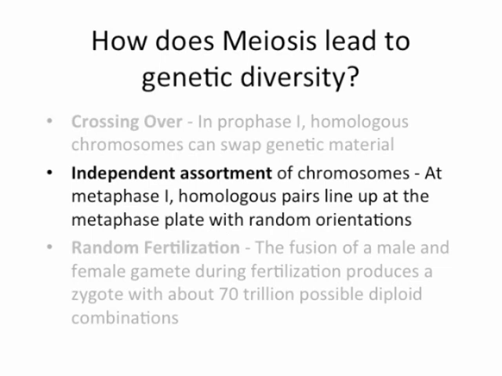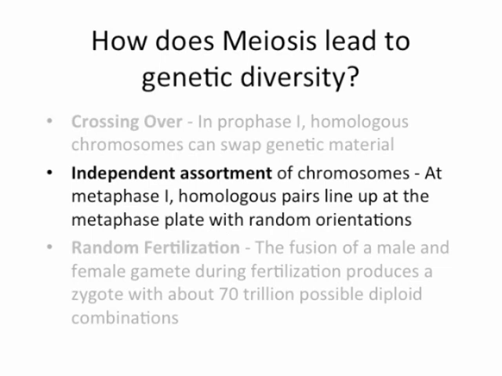The second thing is independent assortment. During metaphase 1, your homologous chromosomes will line up on the metaphase plate. Here's an example of how they might line up. Here's a blue versus a green chromosome. In this case, a blue and a green are on each side. The blue from this pair is on the bottom side and the green's on top, and here the blue's on top and the green's on bottom.